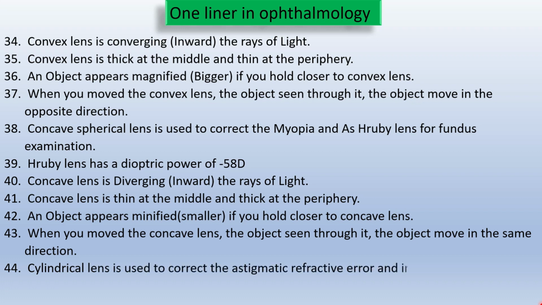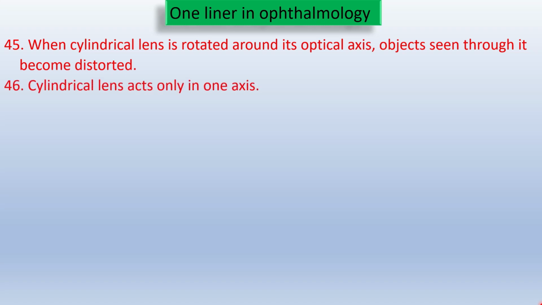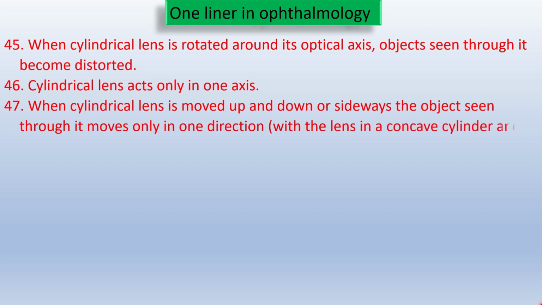Cylindrical lens is used to correct astigmatic refractive error and in the injection cross cylinder. When cylinder lens is rotated around its optical axis, the object seen through it becomes distorted. Cylindrical lens acts only in one axis. When cylindrical lens is moved up and down or sideways, the object seen through it moves only in one direction, against the lens in a convex cylinder and with the lens in a concave cylinder.